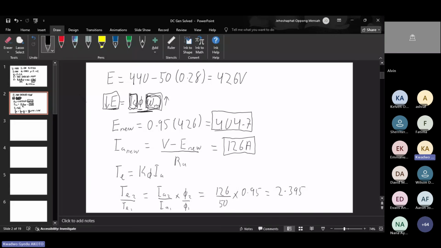And then B says ultimate steady state value of the armature current, assuming the torque due to the load remains unaltered.